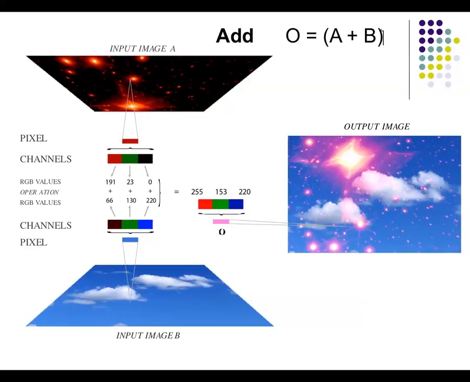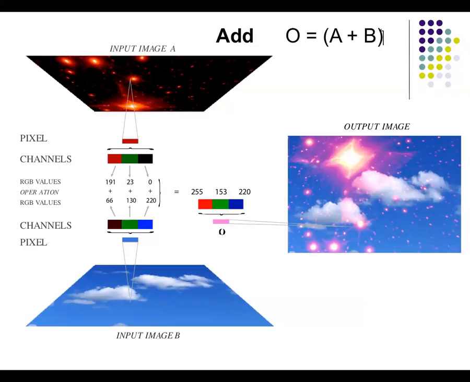Now, what I'm going to talk you through is what's actually happening when you're using one of these operators, how the actual effect relates to the operator that describes that effect. Now, this is the simplest one that you can look at. It's an add operation. So it's an add operator where output O equals A plus B.